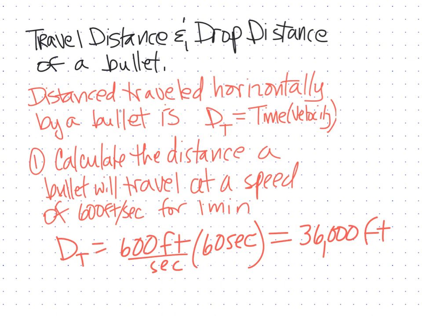So if you had a situation where it was asking you to calculate the distance of a bullet that's traveling at 600 feet per second, the distance would be equal to 600 feet per second. I'm going to change, they wanted to know for 1 minute. You have to change that to 60 seconds because this is in seconds. And you see that it would travel 36,000 feet.